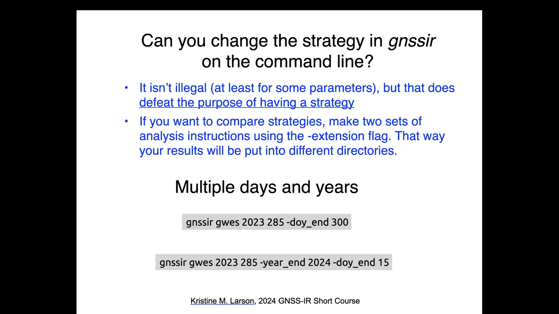The way I've set it up, you set up a strategy and that's what you use. And when you run GNSS-IR, you're not supposed to change the strategy, but of course you can. And there are some ways to do that. Once you think you know what you're doing, you can run your entire data set just by setting limits to the day of year. You can analyze multiple years, multiple days. Also, you could do this in a Python function. As I said, anything I'm writing here on the command line, you can write a simple Python script that says, yes, go from day of year 285, year 2023 to 2024, day of year 15. So you can do that in a Python script too.